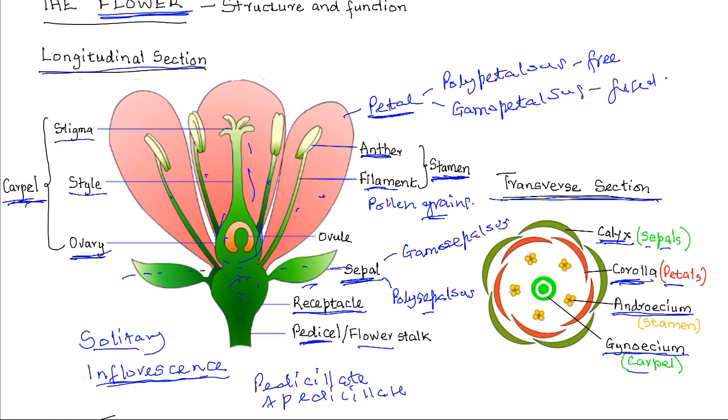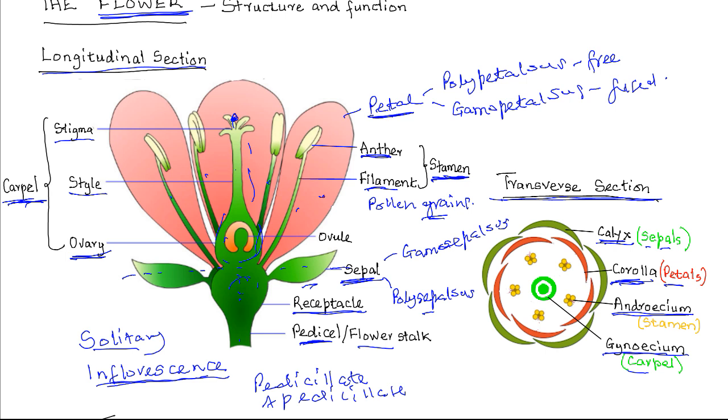The stigma receives the pollen grains from the anthers. The stigma also provides the surface for the germination of pollen grain. So the pollen grains land on this stigma. It is here that the pollen grains will germinate.